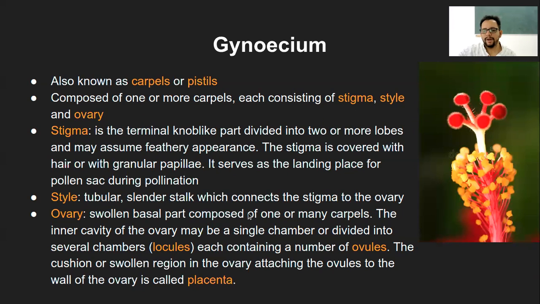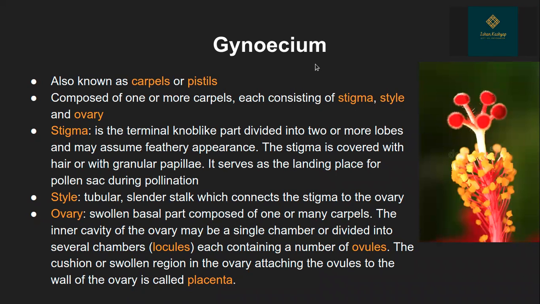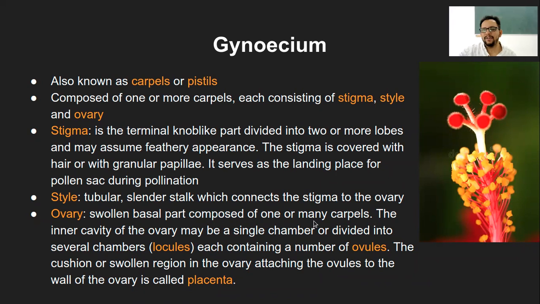Correct. So what this means is the gynoecium is composed of one or many carpels. The ovary is the swollen basal part. I guess I missed the comma here. So the ovary is the swollen basal part, and then the gynoecium is composed of one or many carpels. So that's the actual meaning of it.